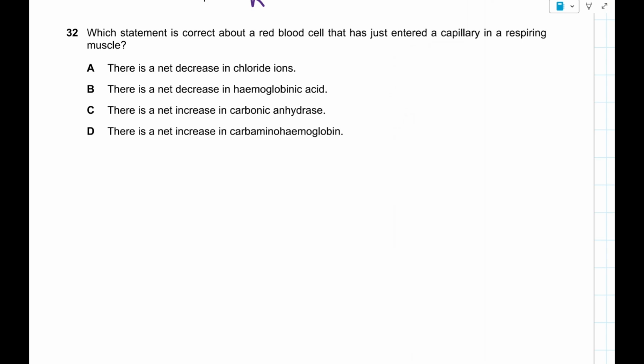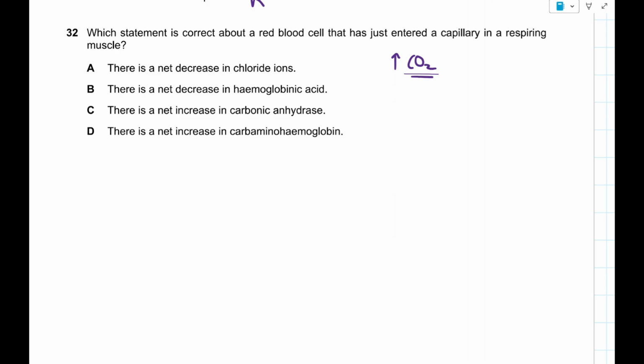Question number 32. Which statement is correct about a red blood cell that has just entered a capillary in respiring muscle? So, as we all know, a respiring muscle must always have an excess of carbon dioxide. So this means that generally, carbon dioxide is increased in this area.